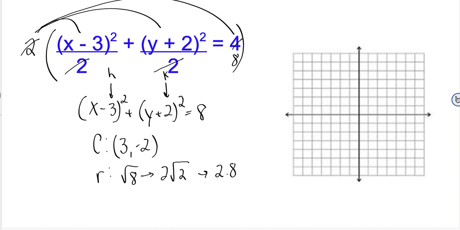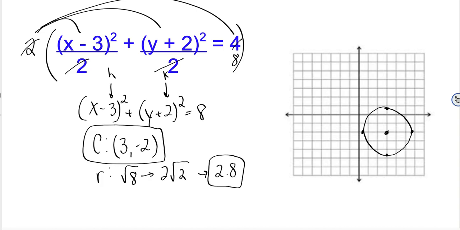So we start by plotting our center. And then we go 2.8 in all directions again. And then we're just going to try to draw a circle. And as easy as that. So center is 3, negative 2. Radius is 2.8. And there's our circle.